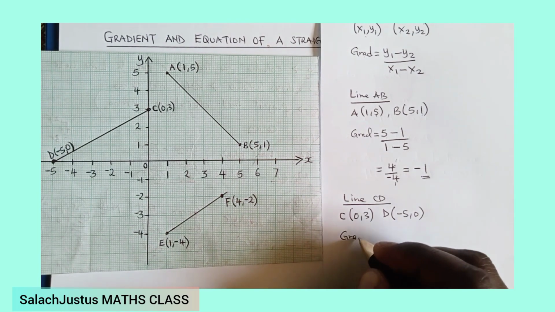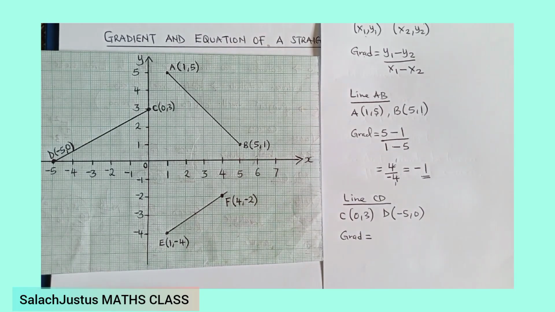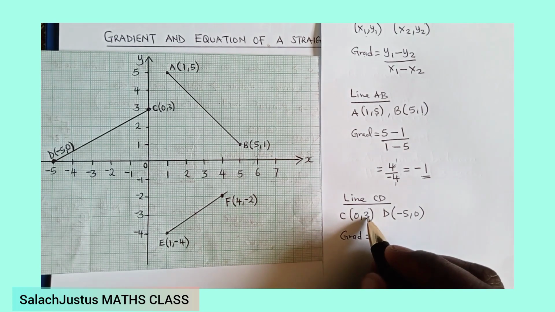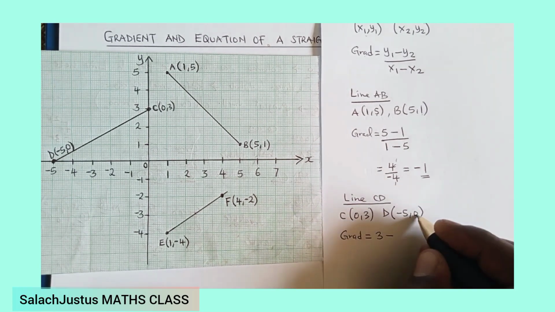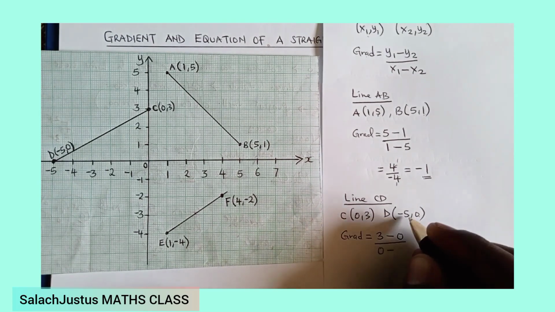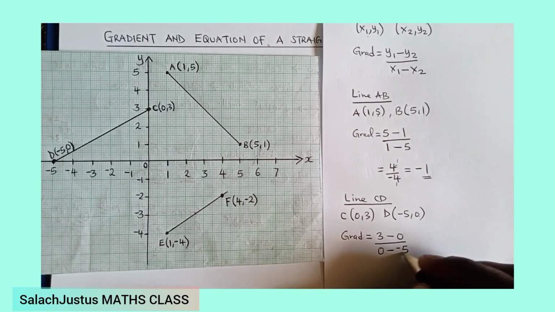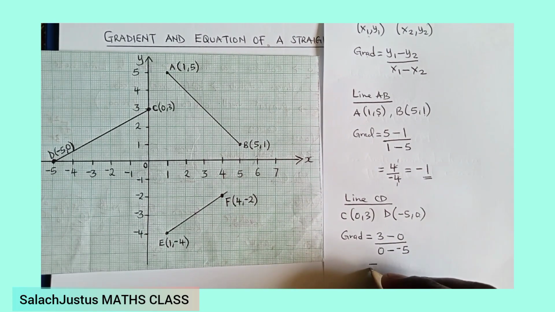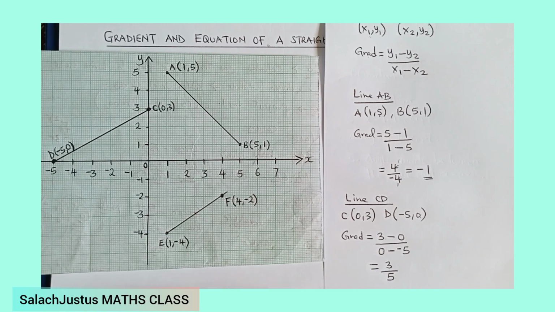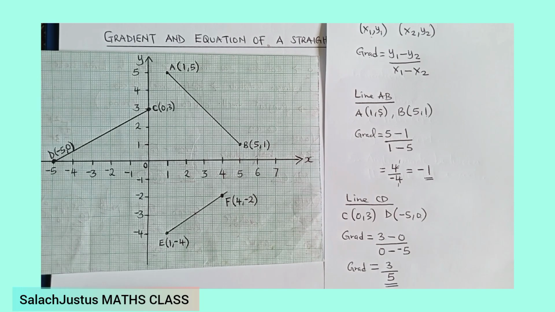Therefore, the gradient of the line CD is change in y over change in x. So we can begin by using the first y as 3 minus the second y 0, over the first x 0 minus the second x negative 5. So this simplifies to 3 minus 0, 3, over 0 minus 5, 0 minus 5, that turns to a positive 5. Therefore, the gradient of line CD is 3 over 5.